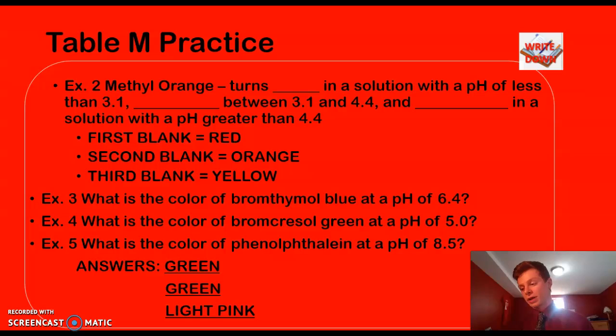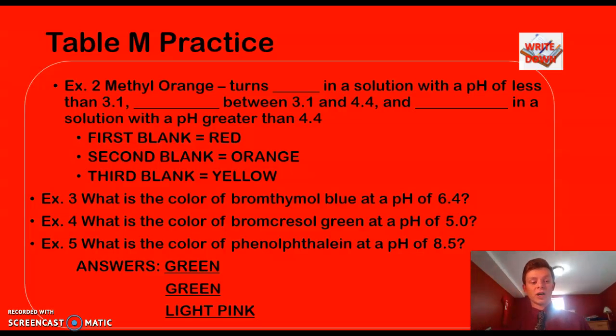So if you look at bromthymol blue at a pH of 6.4, that is in the middle of the approximate pH range for color change, the middle of the chart of Table M. And you'll see that the color changes from yellow to blue. So what does the mixture of yellow and blue make? Green.